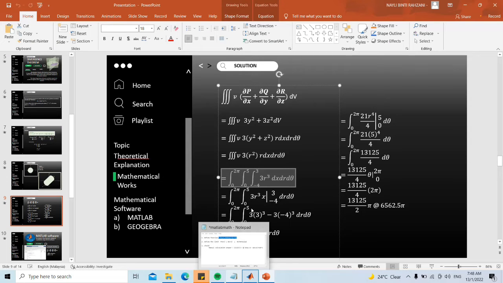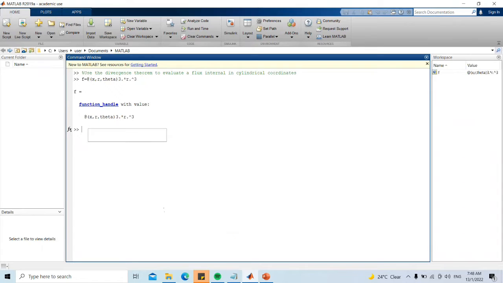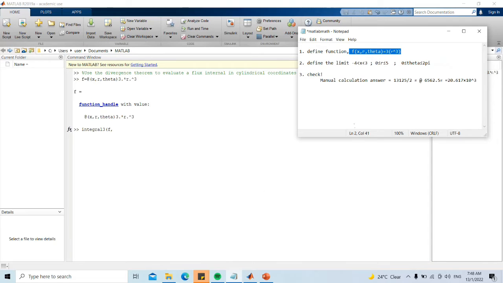However, when we do manual calculation, the notation of our integration is at x first, r second, and theta third. But in MATLAB simulation, we define the limit of integration at theta first. So here is our command. I will show you. The command will be integral3, because we do triple integration. In the bracket, f is our function. The limit of theta is from 0 to 2 pi.